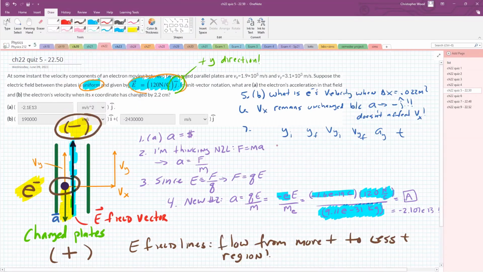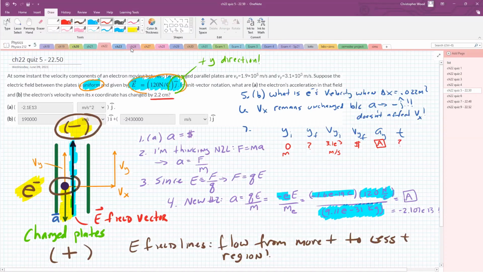So what happens after my x position changes by 2.2 centimeters? Well, I'm going to use this as my starting point, 0 meters. What is the electron's velocity when its x coordinate has changed? All right. So my y final is, I don't know. My initial y velocity is 3.1 E3 meters per second. My final y velocity is, I don't know. A sub y, I do know that. A sub y is sitting there in memory location A. And t is, I don't know.